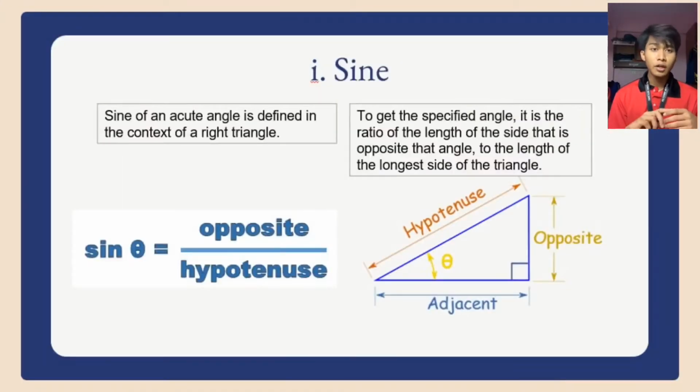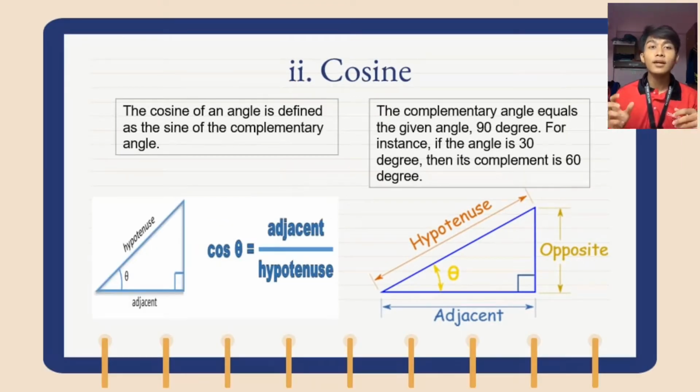Based on the picture, the sine of an acute angle is defined in the context of a right triangle, and for the specified angle, it is the ratio of the length of the side that is opposite of the angle to the length of the longest side of the triangle. For cosine, the cosine of an angle is defined as the sine of the complementary angle. Besides, the complementary angle plus the given angle equals 90 degrees. For instance, if the angle is 30 degrees, then its complement is 60 degrees.